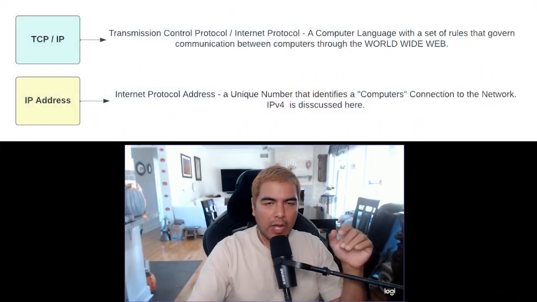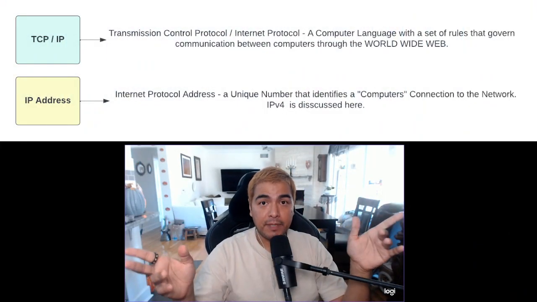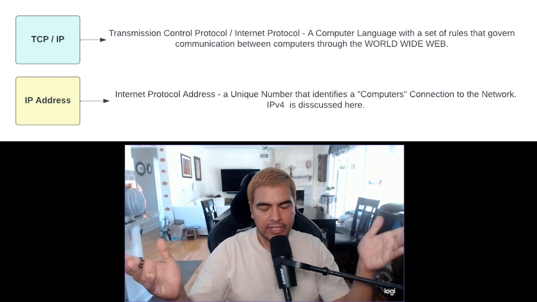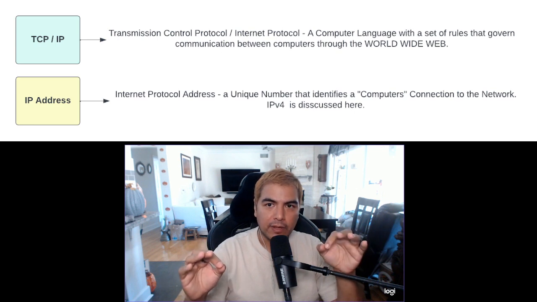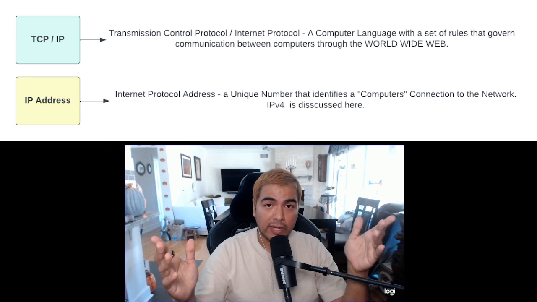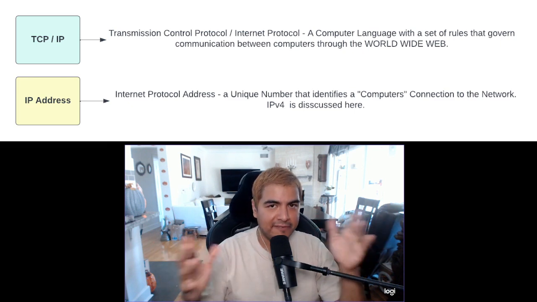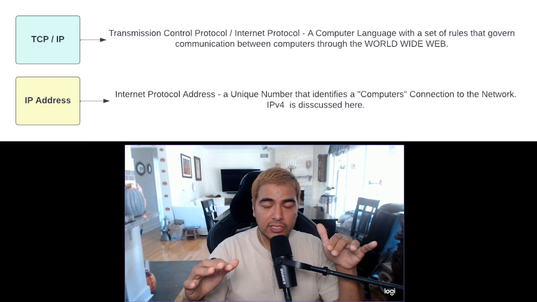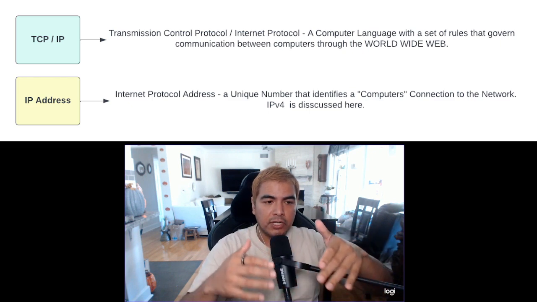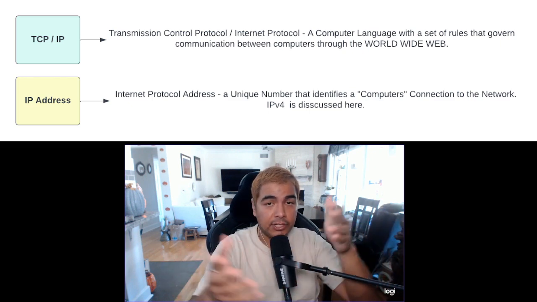Today I want to talk about what is an IP address. Let's get to it. So first, I want to talk about the TCP/IP protocol. That is the Transmission Control Protocol / Internet Protocol. It's a computer language with a set of rules that govern the communication between computers through the World Wide Web. We use this every time we visit our favorite websites. And the lighting industry uses this protocol as its infrastructure to be able to communicate from lighting consoles to media servers to wireless access points and to nodes.